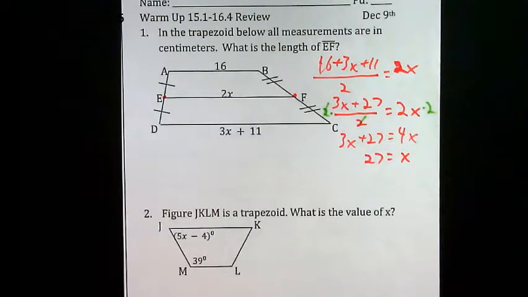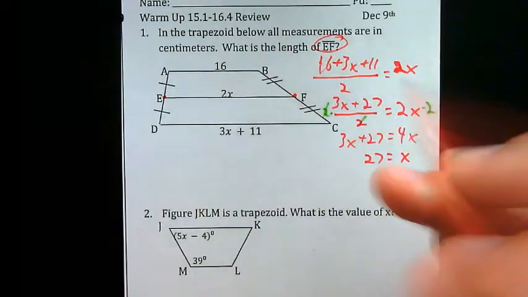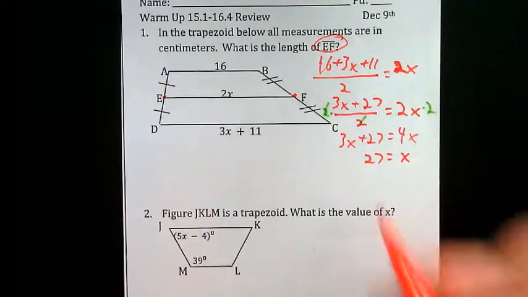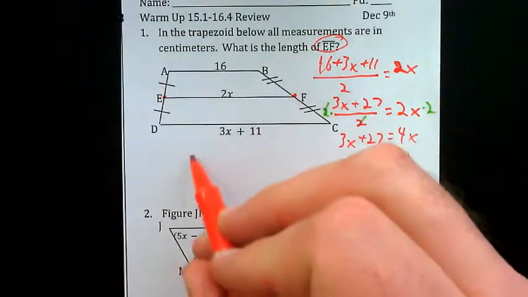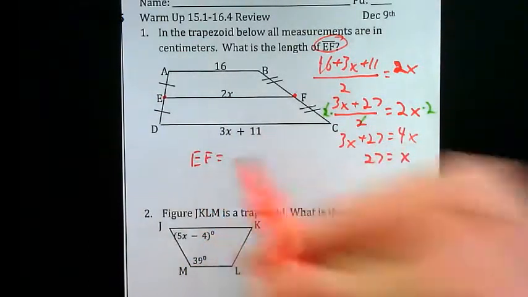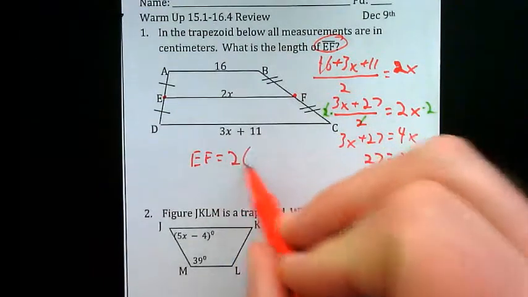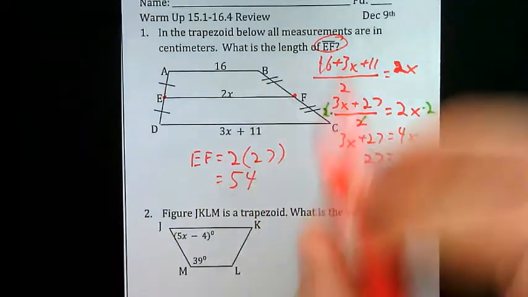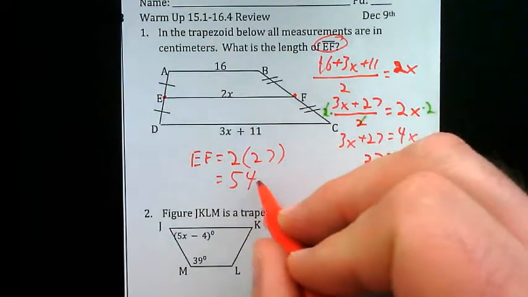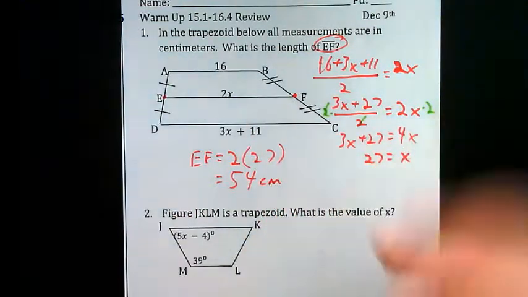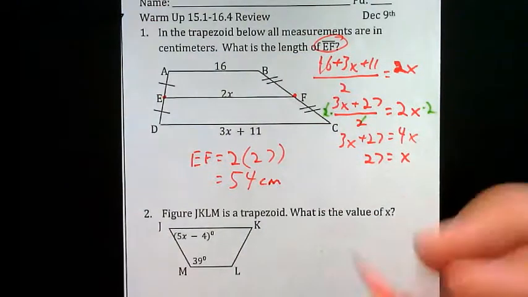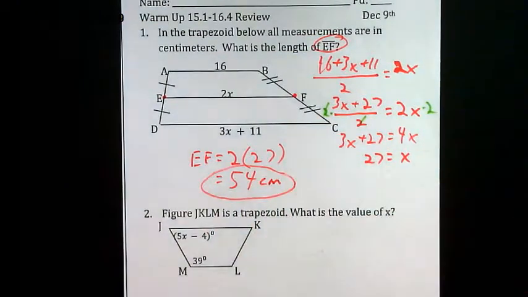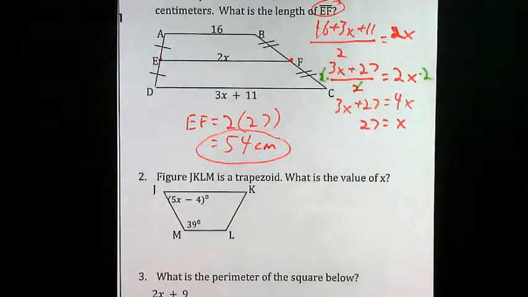That's not the answer they want, though. They want you to find the length of EF. So we have to take it and plug it back in. So EF is going to be equal to 2 times 27, which is 54. And it said the measurements are in centimeters, so this is 54 centimeters.